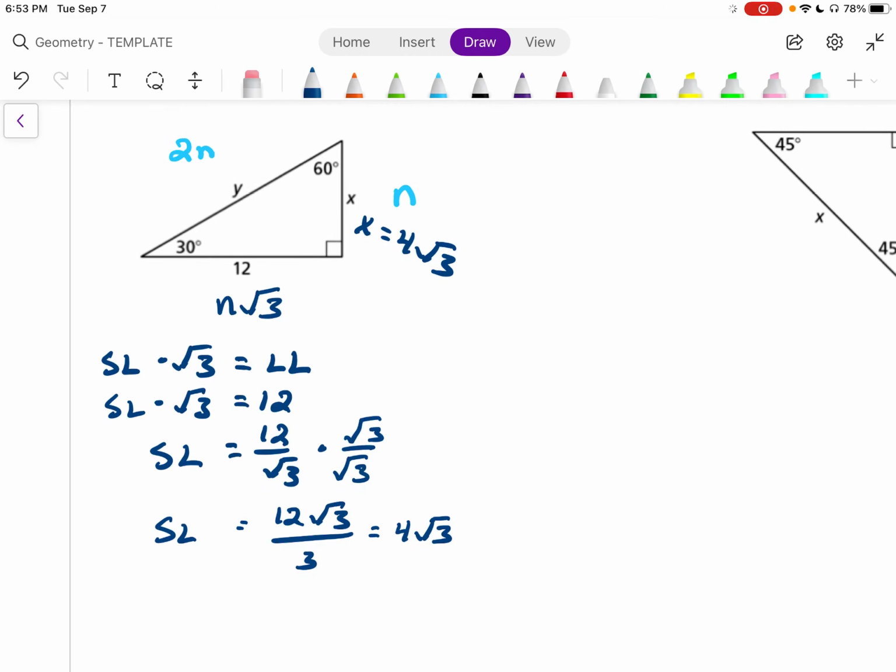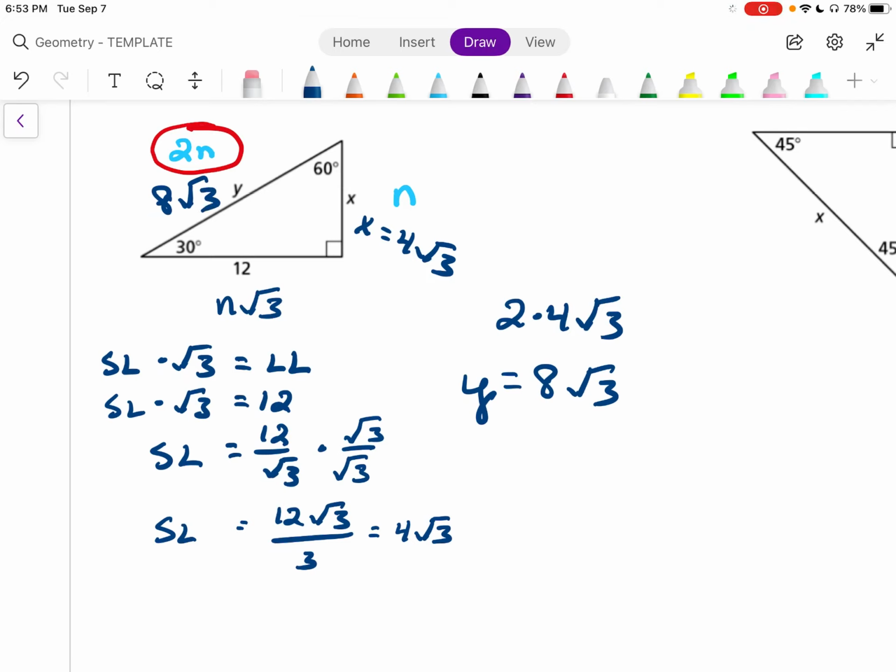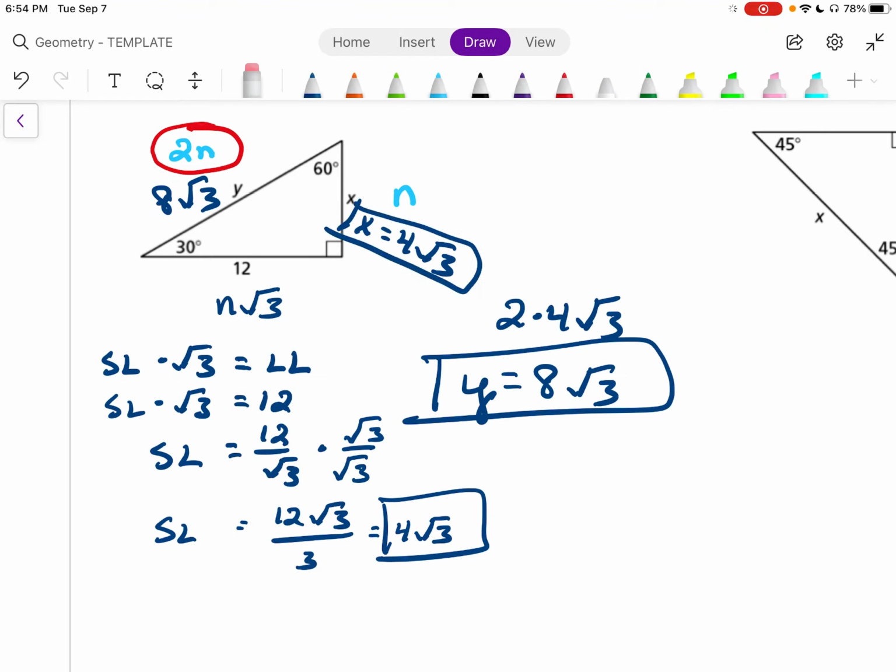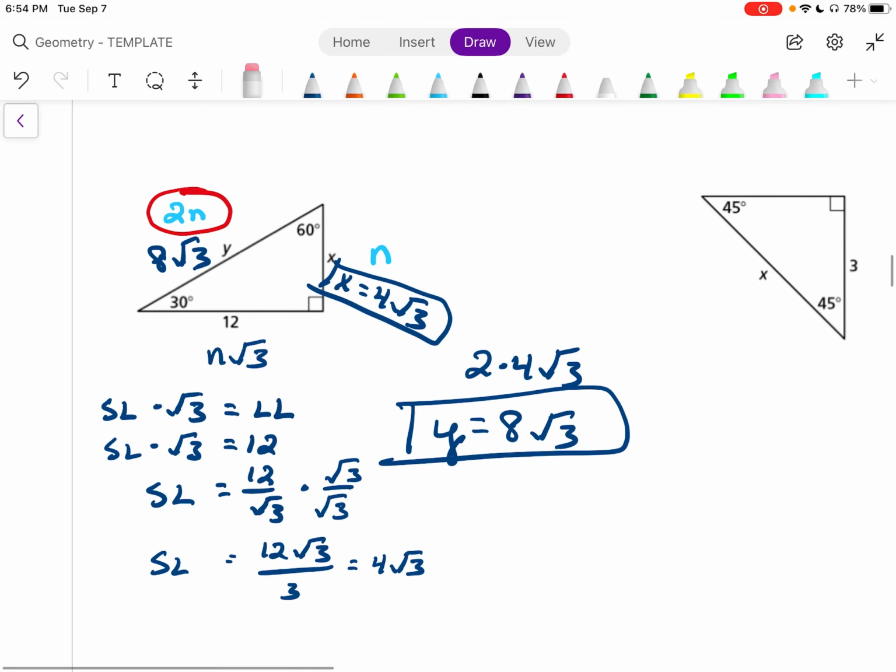Now my hypotenuse is always 2 times the short leg. So this is going to be 2 times 4 root 3. Well, 2 times 4 is 8 root 3. So that's going to be my y, my hypotenuse. Or here, I'll circle that. So there we are. That one's a little bit of a longer problem, but there will be homework problems that are similar to that.